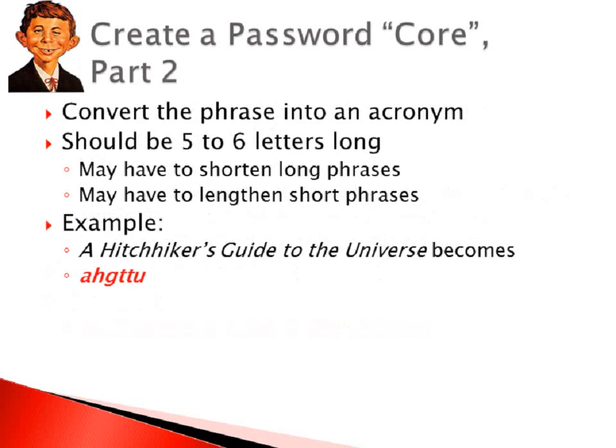All right, now that you've created that phrase, we're going to convert it into an acronym. So every time you type in the acronym, you're thinking of your phrase. The acronym should be 5 or 6 letters long. So if you've got a long phrase, one that's more than 6 words long, you may have to shorten it down to 6 letters. If you've got a short phrase, one that's lower than 5 characters in length, you may have to lengthen it. But in this example, I want you to take that phrase you wrote down and create an acronym for it with just the first letters of each word. So in my example of A Hitchhiker's Guide to the Universe, it becomes AHGTTU.